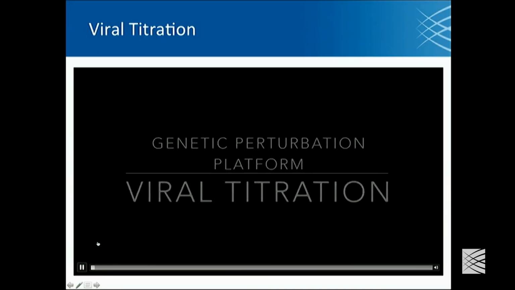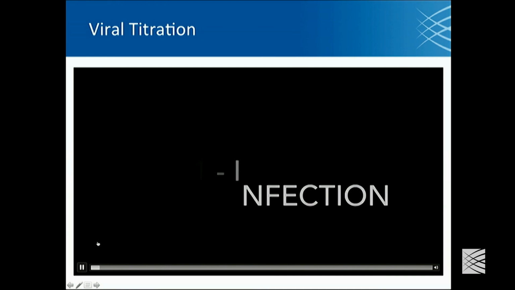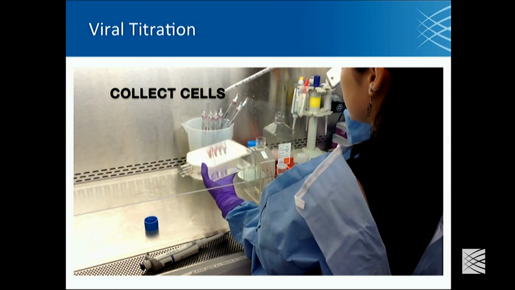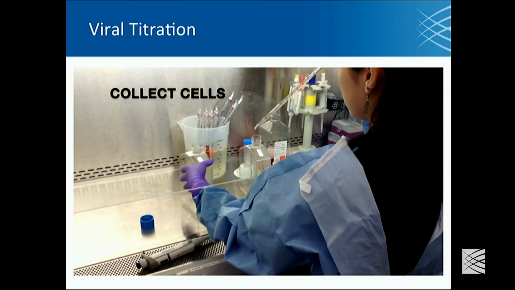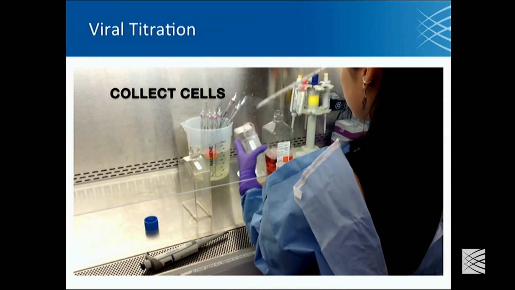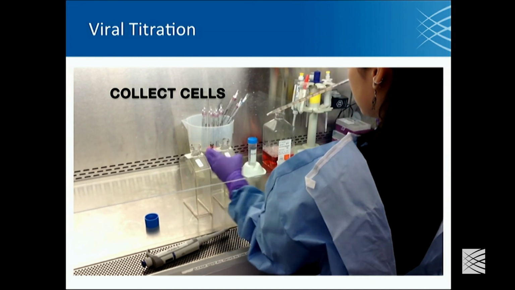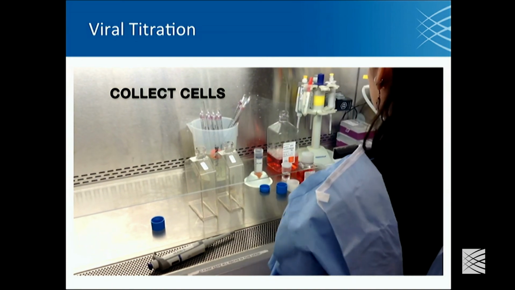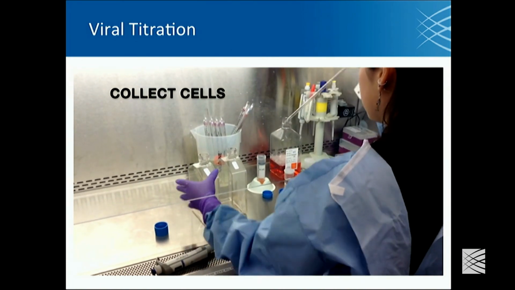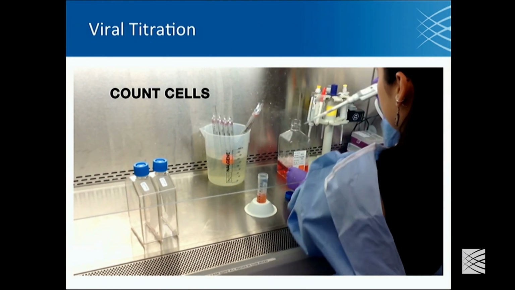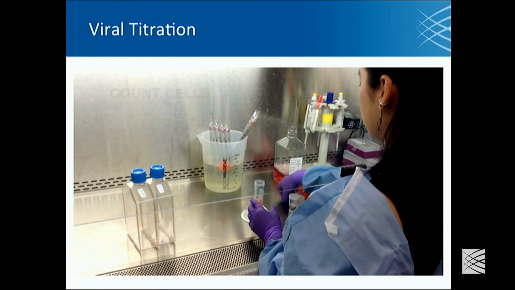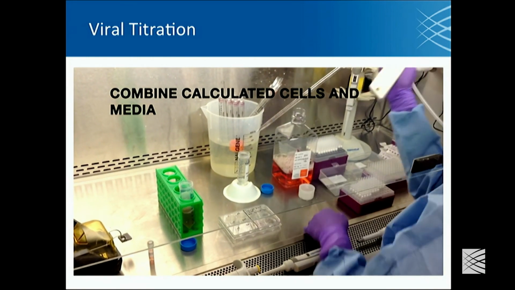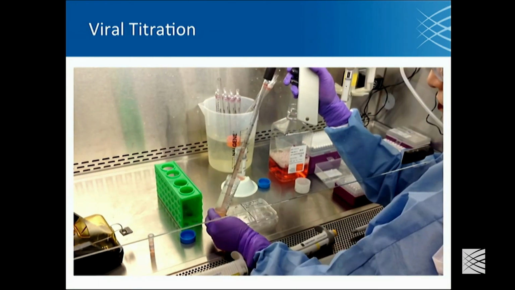Viral titration, day 1, infection. Collect cells, making sure to keep the final cell suspension volume at 14 milliliters. The only reason that we do that is that it prevents you from then having to spin down your cells later. So it's just a time thing. Resuspend cells thoroughly and count. Combine your calculated cell suspension with media to a final volume of 14 milliliters.